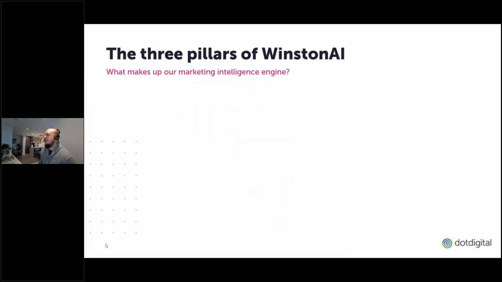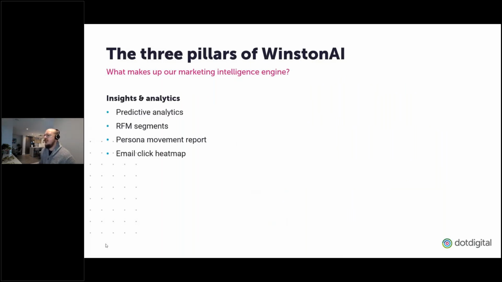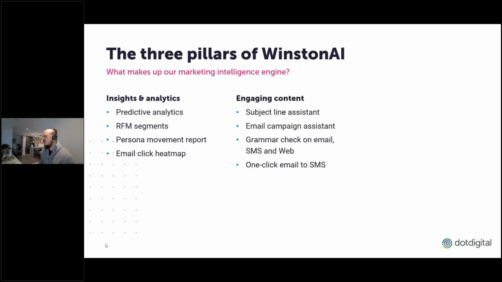So the three pillars of Winston AI, and what makes up the marketing intelligence engine. We look at insights and analytics, so looking at things like predictive analytics, RFM, recency, frequency, monetary, personas, and also reporting for email.